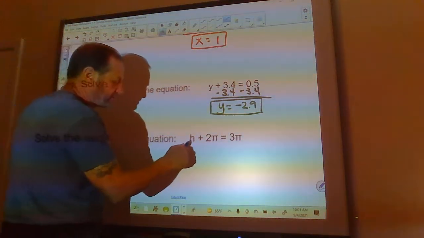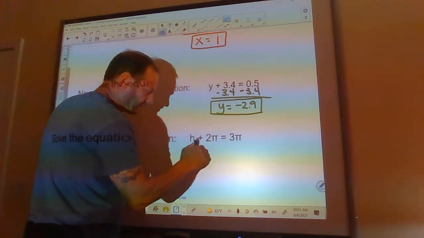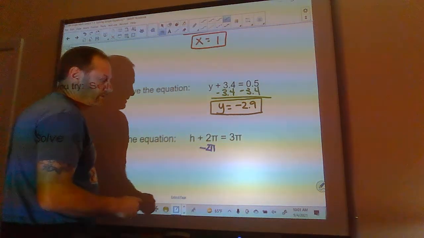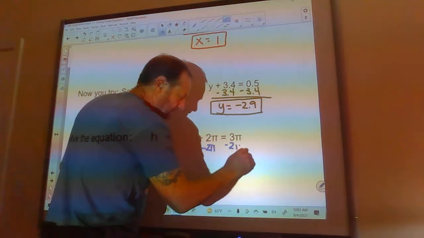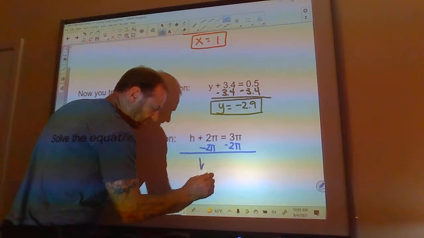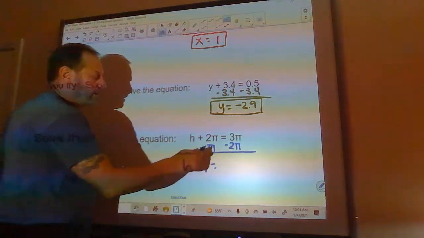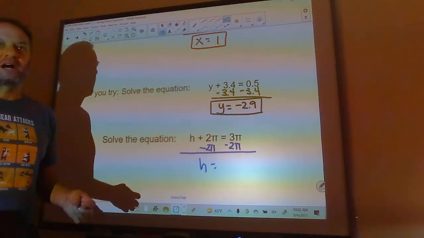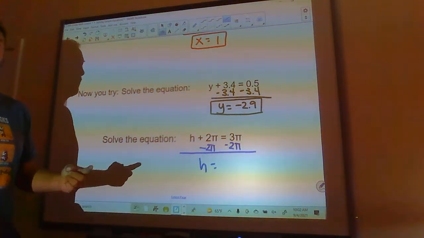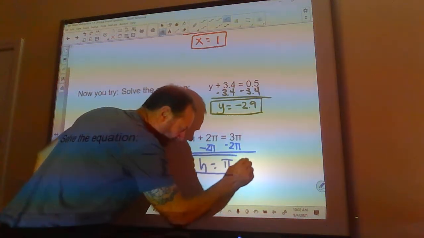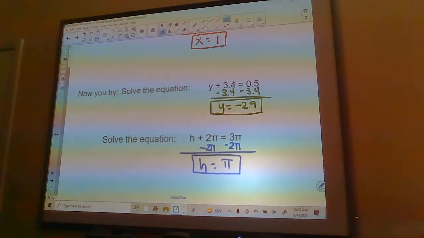Okay, so here's my variable. I want to get rid of this number right here, so I'm going to subtract 2 pi from both sides. So I get this. This goes away. I'm left with h on this side, which is what I wanted. 3 pi minus 2 pi. Okay, think of it this way. I've got 3 pi's and I get rid of 2 pi's. What do I have left? I have 1 pi, which is just pi. And that's my answer. h is pi.